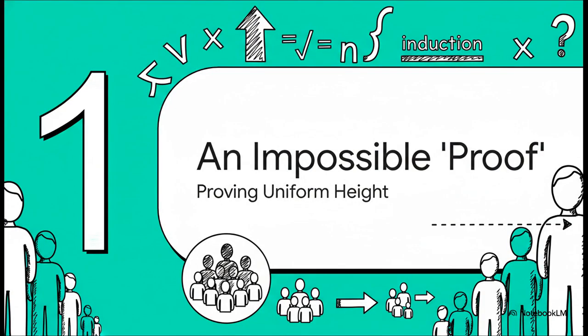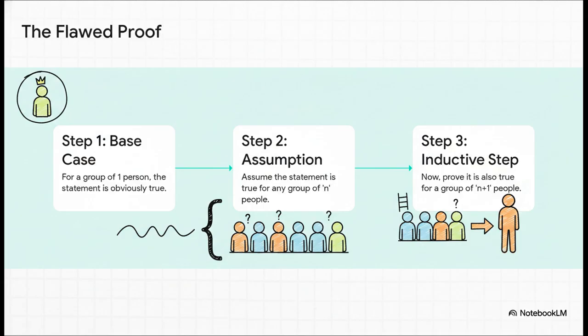So here's the claim we're going to investigate. The statement is this: for any group of people, no matter the size, everyone in that group has to have the same height. And we're going to try and prove this using the framework of mathematical induction. Now just look at this structure. It seems perfectly logical, doesn't it?